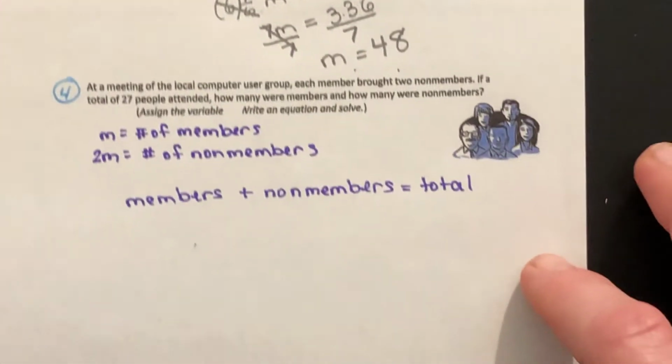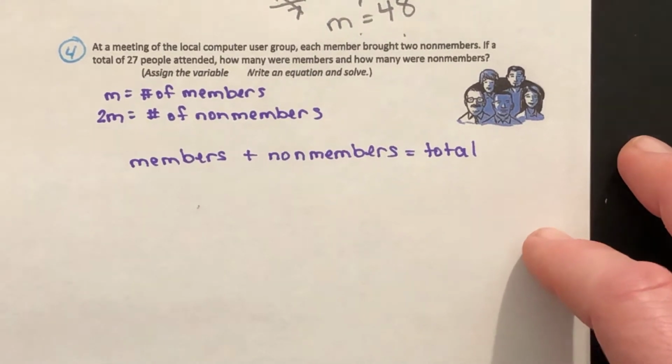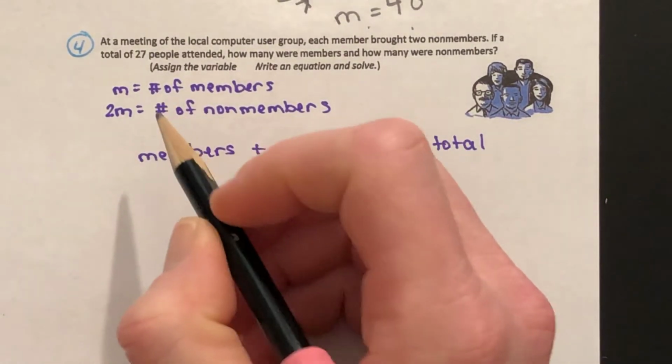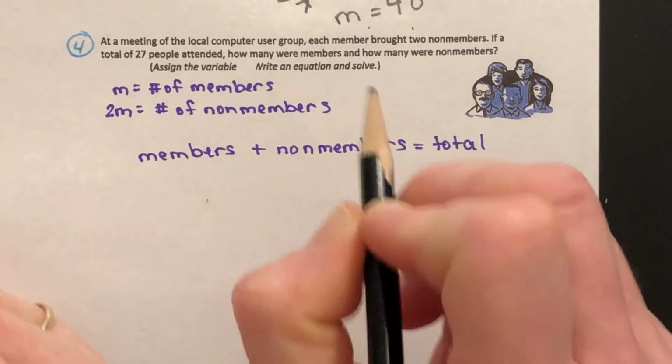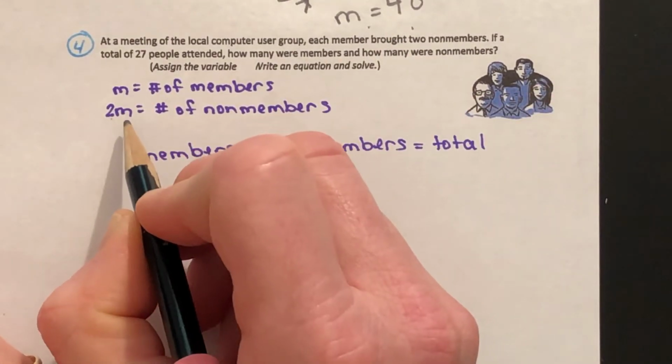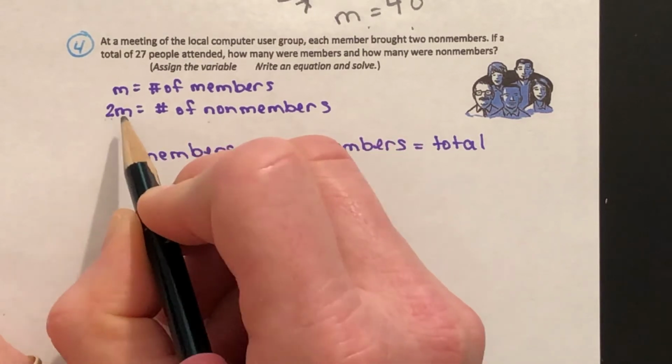Number 4, at the meeting of the local computer user group, each member brought 2 non-members. If a total of 27 people attended, how many were members and how many were non-members? All right, so M for members. And then since each member brought 2 non-members, there'll be twice the number. The non-members will be twice the number of members.